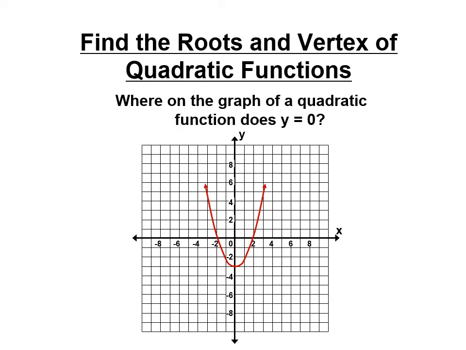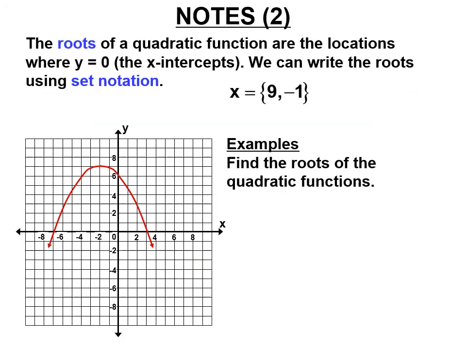So where on the graph of a quadratic function does y equal 0? Well, y equals 0 at 2, 0 and -2, 0. Those are the x-intercepts. We also say, where on the graph of a quadratic function does y equal 0? At the roots.